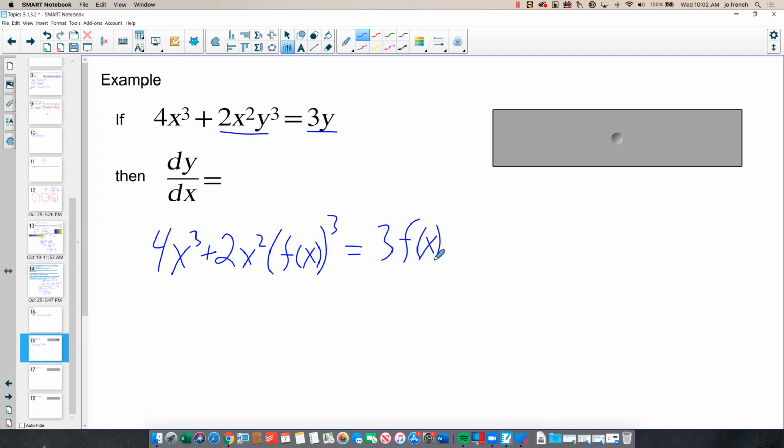So our first term, 4x cubed, straight power rule with a constant multiple. So the derivative of 4x cubed is just 12x squared. The second term here, 2x squared times f of x cubed, implies a product rule opportunity.